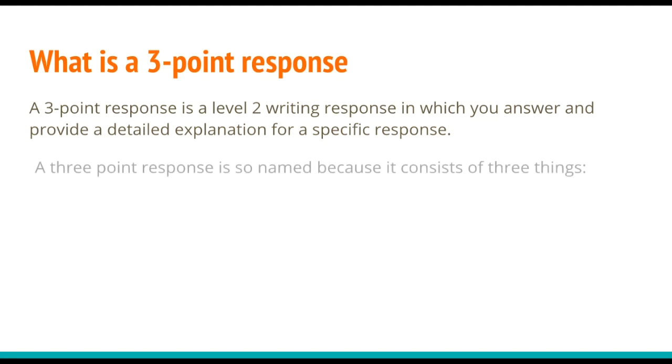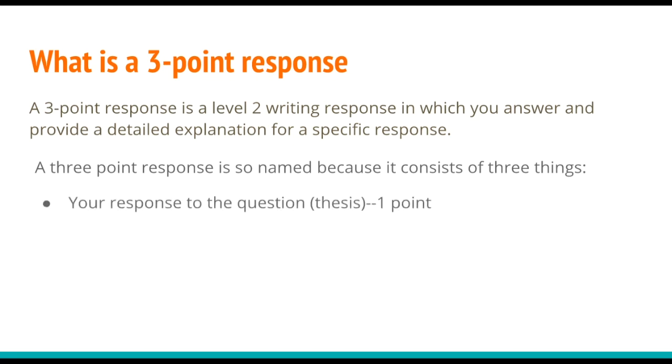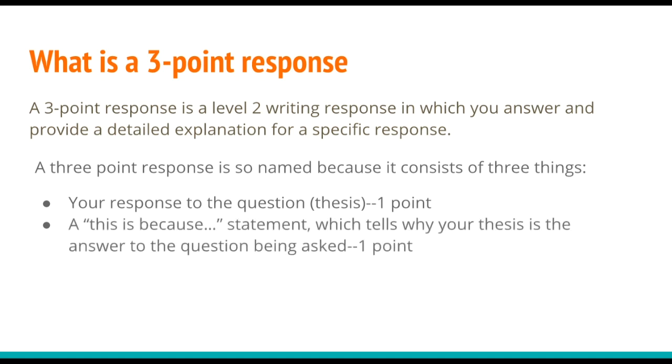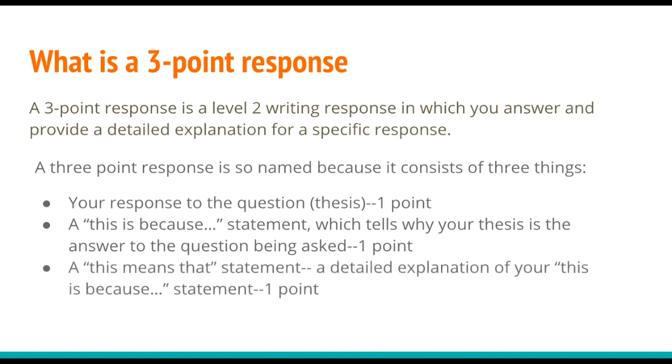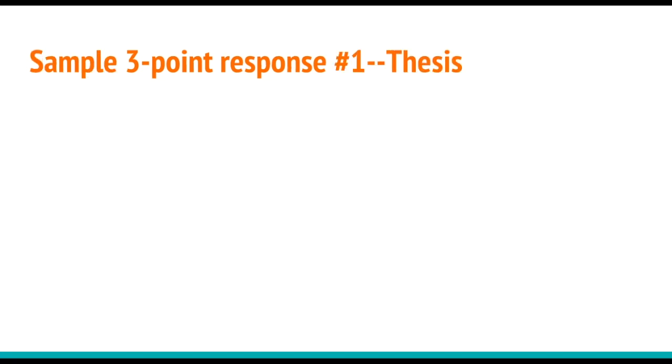specific question. A three-point response is so named because it consists of three things. First, your response to the question, which is your thesis. You get 1 point for that. Second, a this is because statement, which tells why your thesis is the answer to the question being asked. You get 1 point for that. Third, a this means that statement, which is a detailed explanation of your this is because statement, and you get 1 point for that. Add them up, 1, 2, 3, you get a 3-point response. Let's look at a sample one.